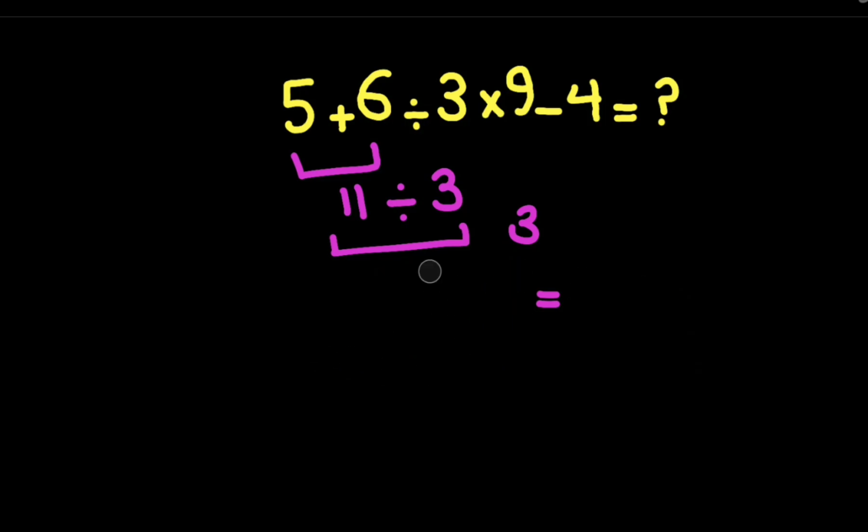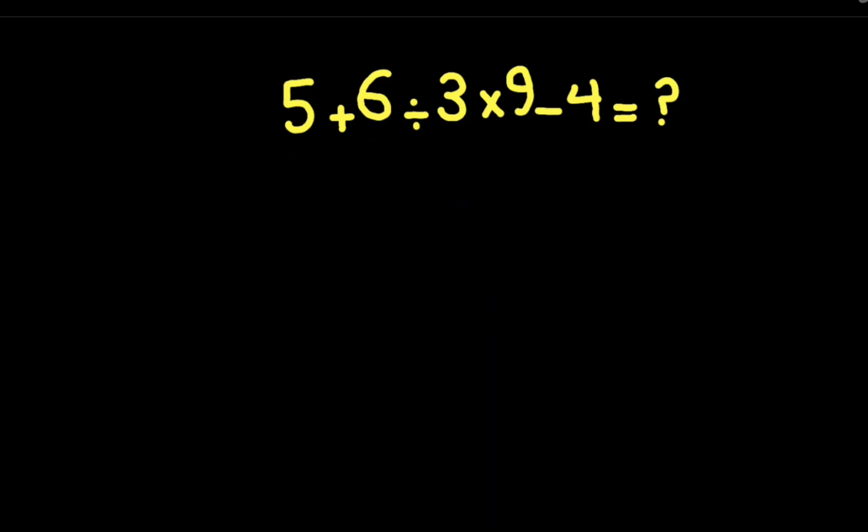According to the rules of mathematics, PEMDAS, we have to solve this math expression in this way. First parenthesis, then exponent, then multiplication and division, and then addition and subtraction. According to this rule, we have one division here and one multiplication here that we have to solve first.